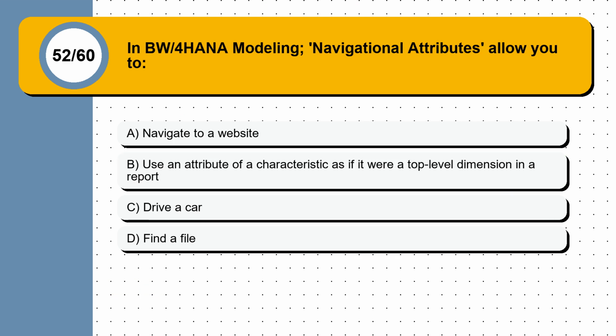Question 52. In BW/4HANA modeling, navigational attributes allow you to: Option A, navigate to a website. Option B, use an attribute of a characteristic as if it were a top-level dimension in a report. Option C, drive a car. Option D, find a file.